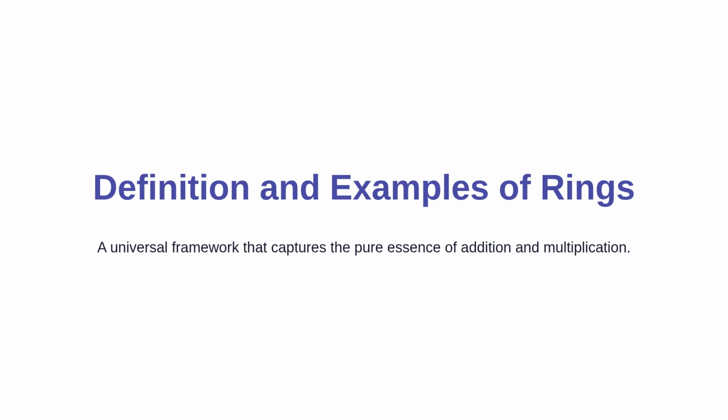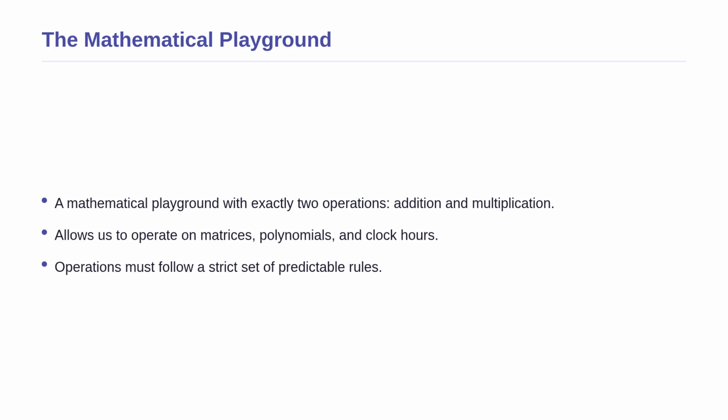forms one. Before we look at the formal math, let us understand why we need this concept. You know exactly how to add and multiply standard numbers. But what if we could add and multiply other strange things like hours on a clock face, grids of numbers called matrices, or abstract algebraic polynomials?